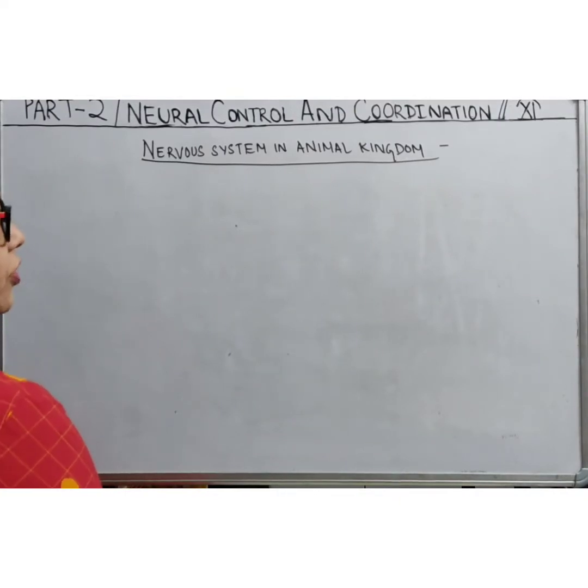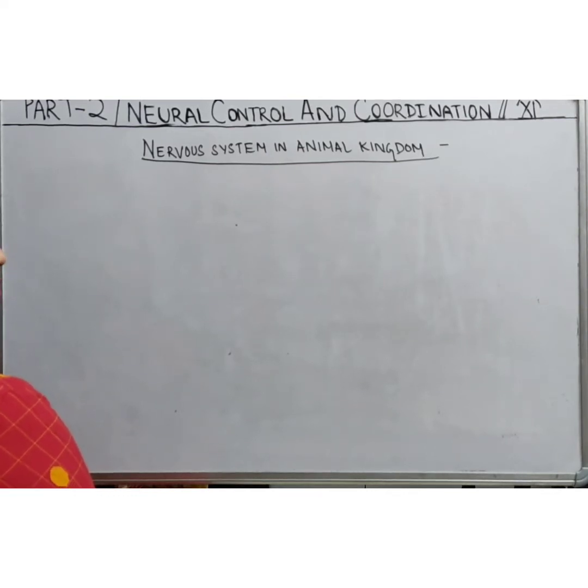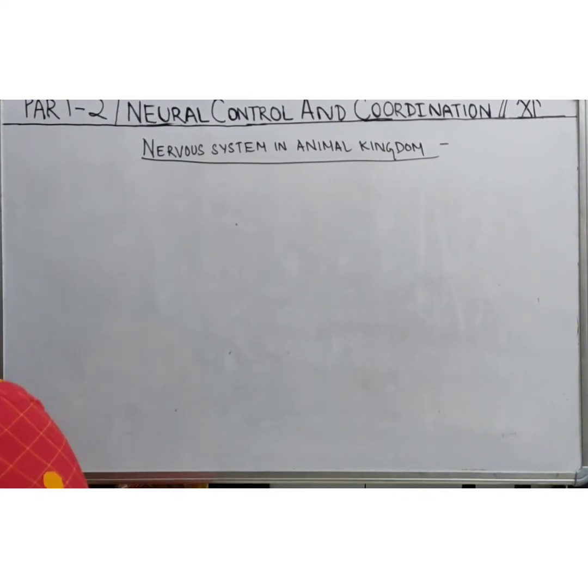So in this part of the video we are going to talk about the nervous system in the animal kingdom. Different organisms have different nervous systems. We will be talking about each and every animal group which we have already read in the animal kingdom section, and today we will talk in detail about the nervous system in particular organisms.